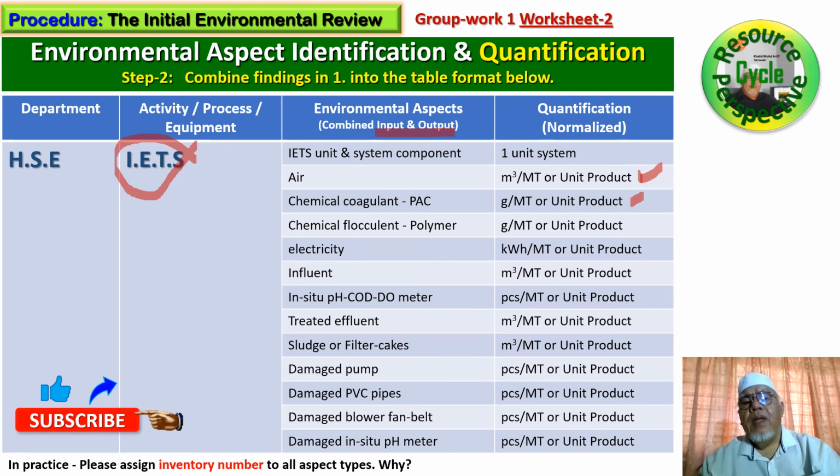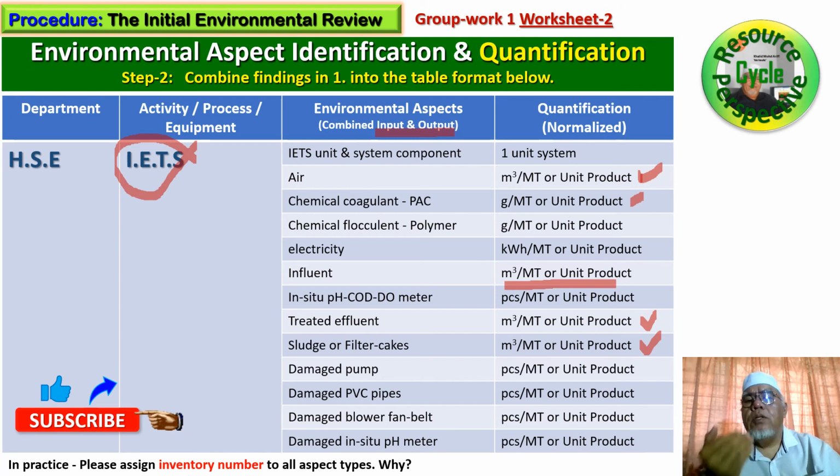That's all. The rest, take a look. Electrical energy, influent, there you are. Treated effluent, okay. All right. All these are tied to per unit product or per metric ton of product. What is applicable to you? Because some companies, they go by the pieces because they sell by the pieces. In some companies, they sell by metric ton.